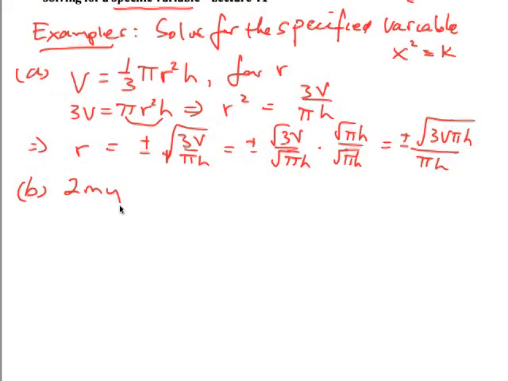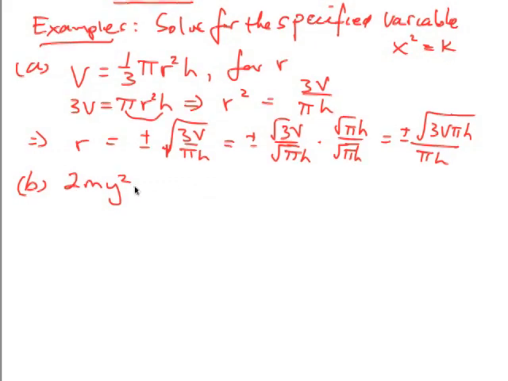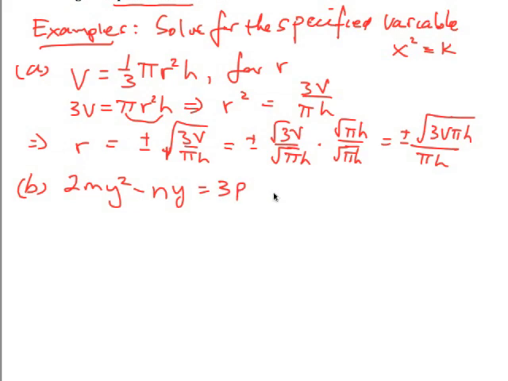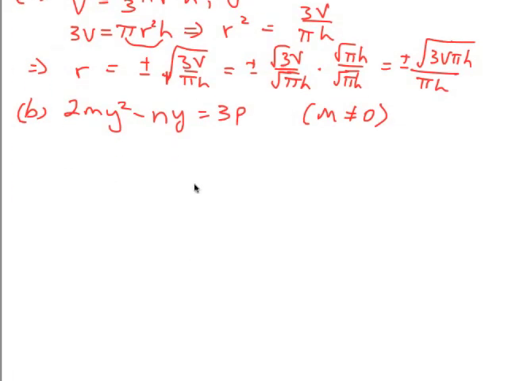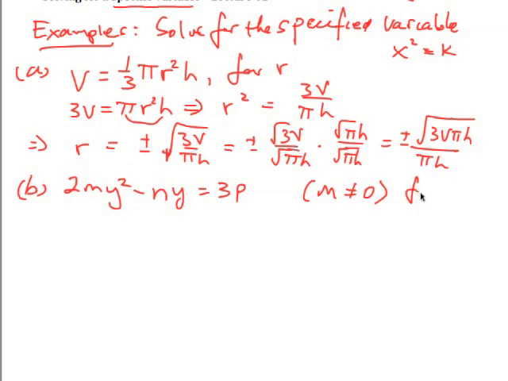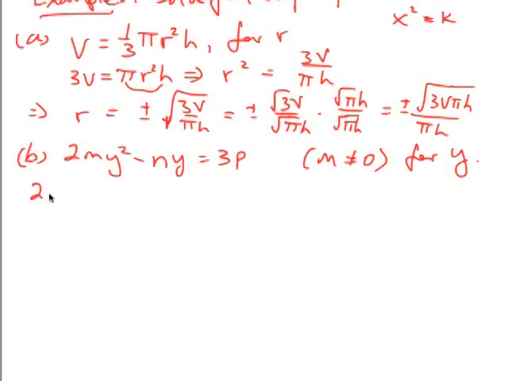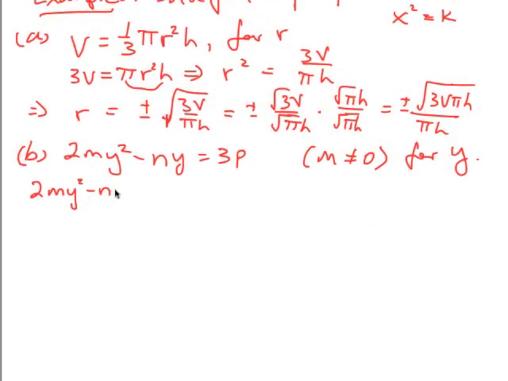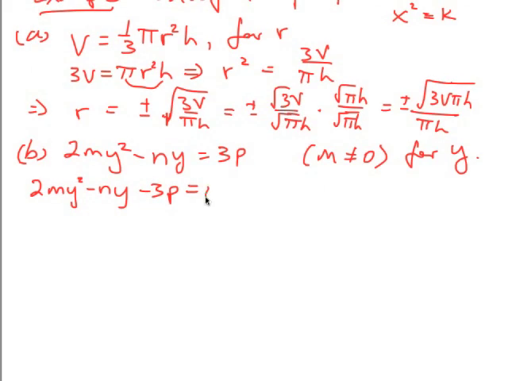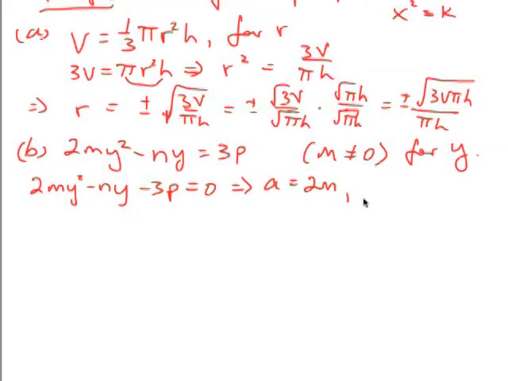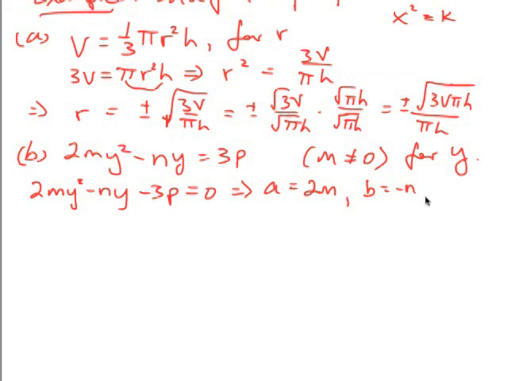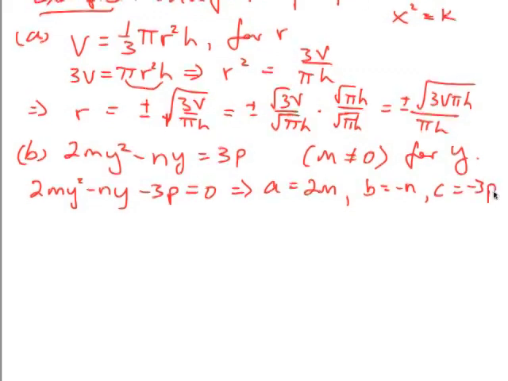So what if we have this type? What if I have 2m y squared minus n y equals 3p, and I've got m is not equal to 0, and we want to solve this for y. Now notice that we have a y squared and we have a y, so if I write it like this, I really have this in standard form, which tells me that a would be 2m, b would be negative n, and c would be negative 3p.